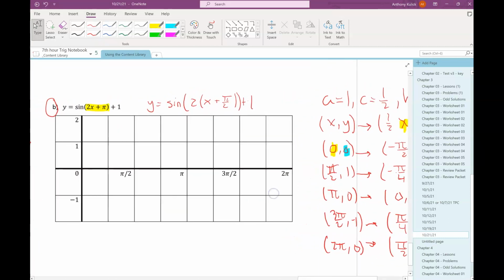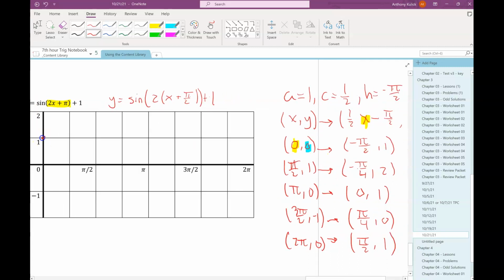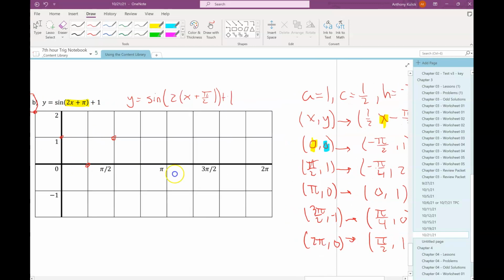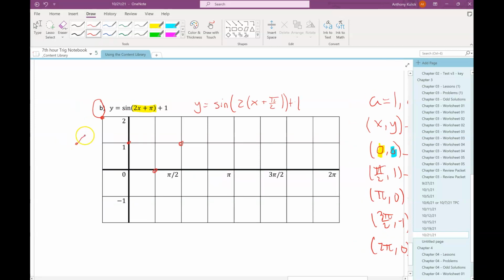-pi over 4 and 2 would be there. 0, 1 is there. Pi over 4, 0 is there. And then pi over 2, 1 is back there. So there's like one period.